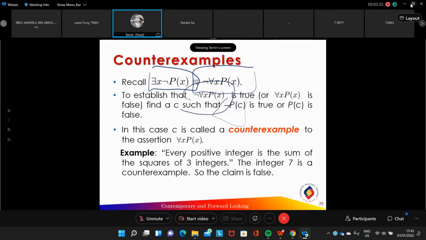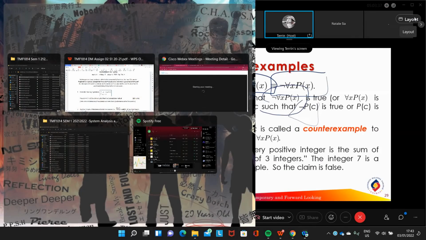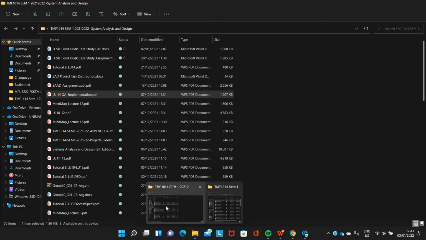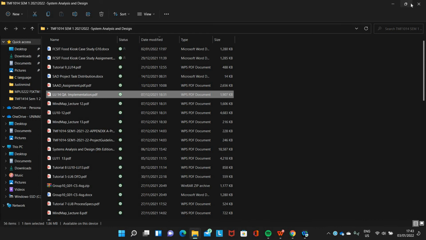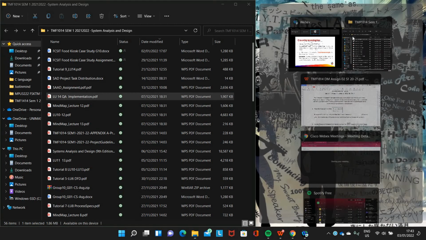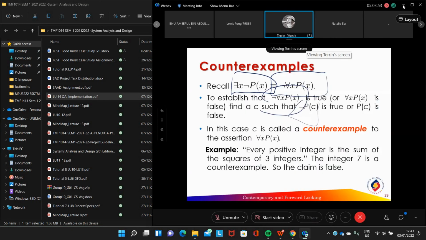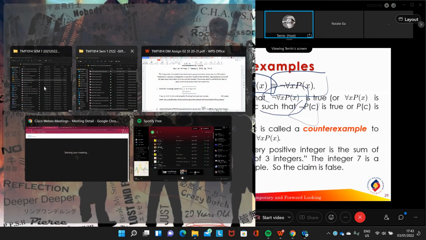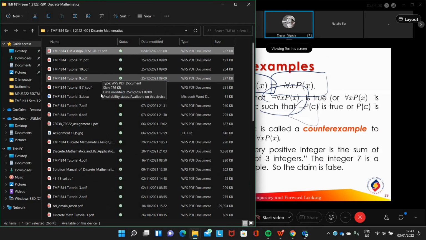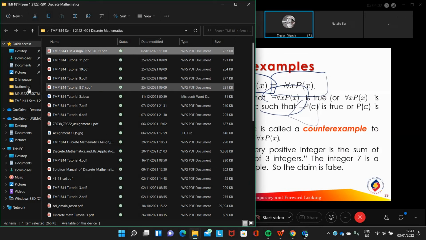In the case of every positive integer is the sum of the squares of 3 integers, the integer 7 is a counterexample, so the claim is false. So that means you only have to find one instance of it, so then you can say totally false. Here we're trying to just substitute the value. A positive integer is the sum of the squares of 2 integers, any positive integer. So you just show that 7 is not, because 7 is actually a prime number. So any prime number would only be derived from itself and no other composite or prime numbers. So yeah.